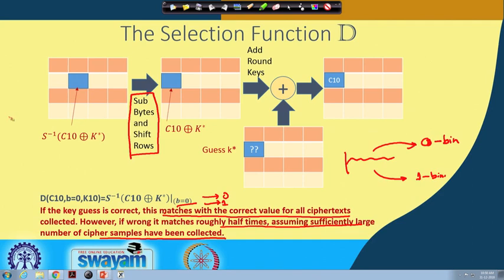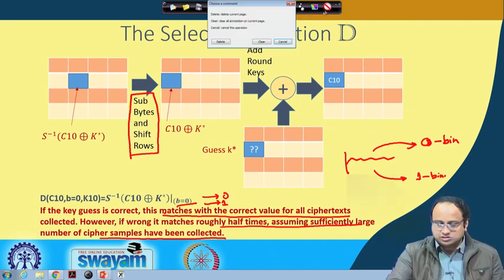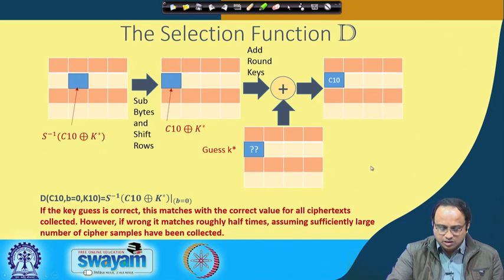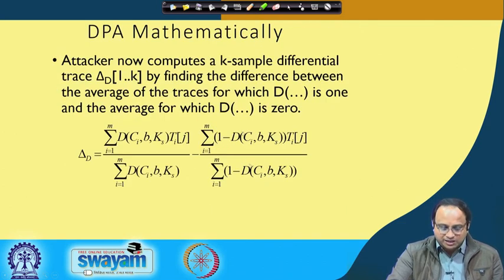So that is the basic crux of why the DOM attack works. And you can mathematically write that in this fashion, the same thing. So essentially it is the simple idea, but written in a more formal way.